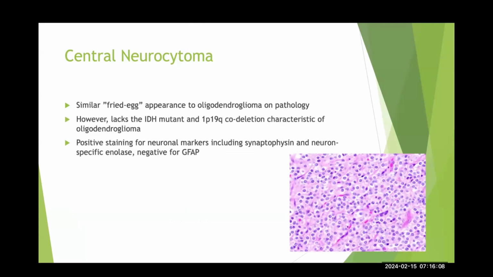And as Dr. Cook-Second mentioned, it has a similar fried egg, chicken-wire appearance to oligodendroglioma on pathology, these clear cytoplasmic areas around the nuclei. So it's a good boards question. They may show you this, but then you have to take into account either the location and or some of the other immunohistochemical staining or molecular pathology. They lack the IDH mutation and 1p19q co-deletion that's characteristic of oligodendroglioma, and it's going to stain positive for neuronal markers such as synaptophysin and neuron-specific enolase, and it'll be negative for GFAP. So important to keep in mind as you're doing your board studying. It's a pretty good question that they may ask to differentiate the two.